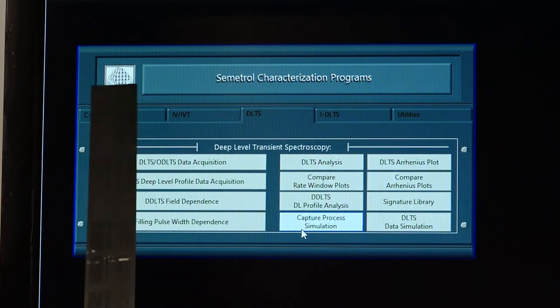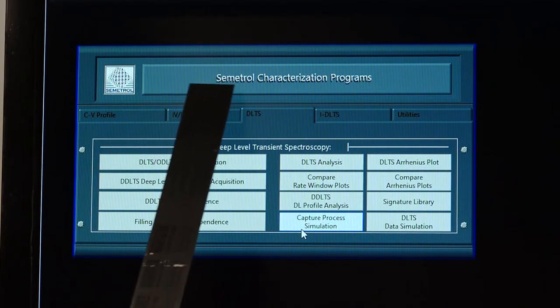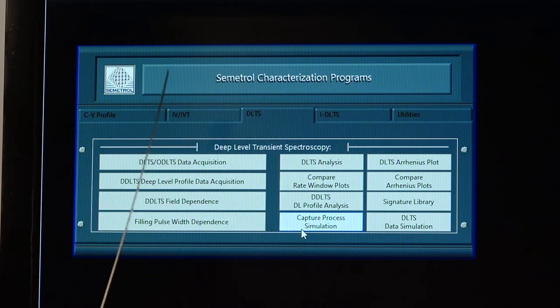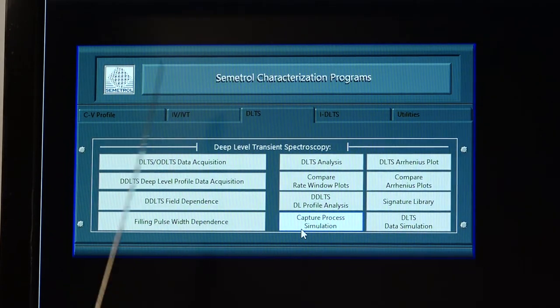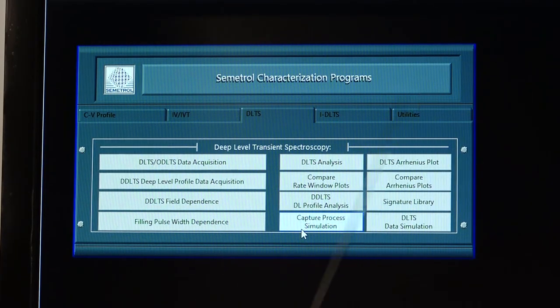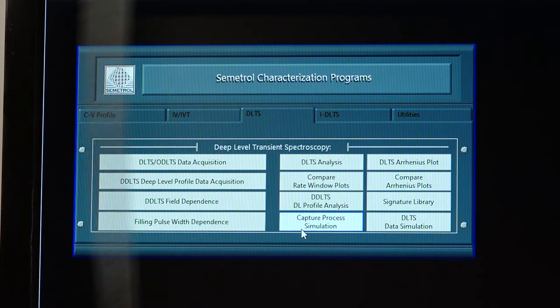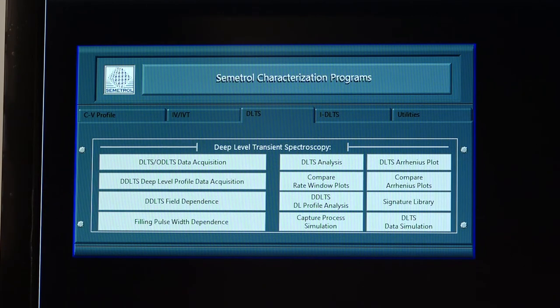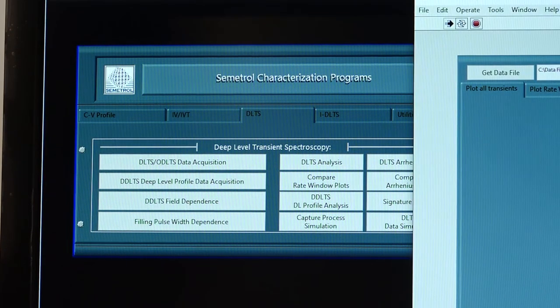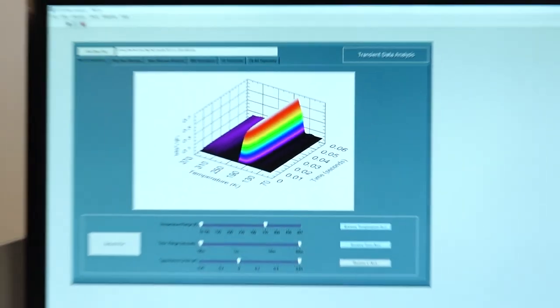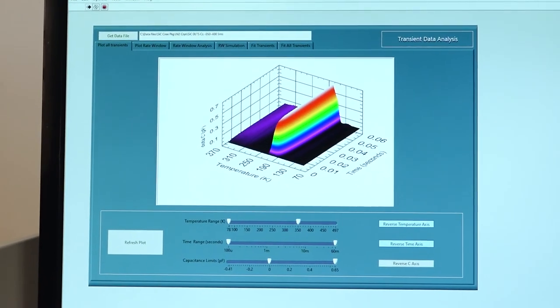Okay, before we start DLTS analysis, let us go to the main menu of the software. Here we see that we have already done CV profiling, we have done IV profiling, and in the DLTS tab, we have already done the data acquisition. Now for analysis, we go to the right hand side set of buttons and we click on DLTS data analysis here. Once we click that, the data analysis window opens up, and here we see multiple tabs.